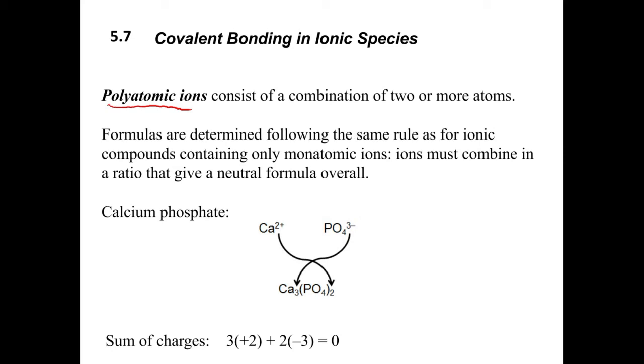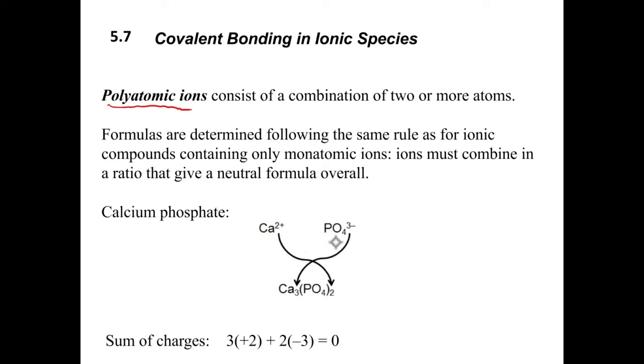These can be involved in ionic bonding, just like if instead we had an ion with a 3 minus charge. So suppose this was sulfur 3 minus instead of PO4. You're going to treat it exactly the same. You're just going to treat this whole thing as having a 3 minus charge, so you're going to write your formulas exactly the same way.